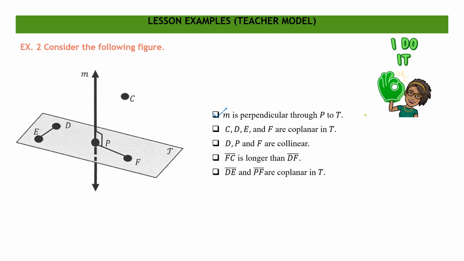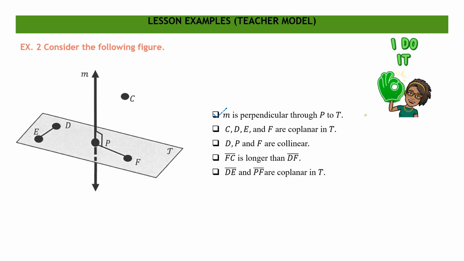The second one says points C, D, E, and F are coplanar in plane T. So I see points D, E, and F on plane T, but point C is not on plane T, so we cannot say that those points are coplanar. The next one says D, P, F are collinear. So I see P and F are collinear because they are on the same line segment, but D is on the line segment with point E, so that's not a correct statement.